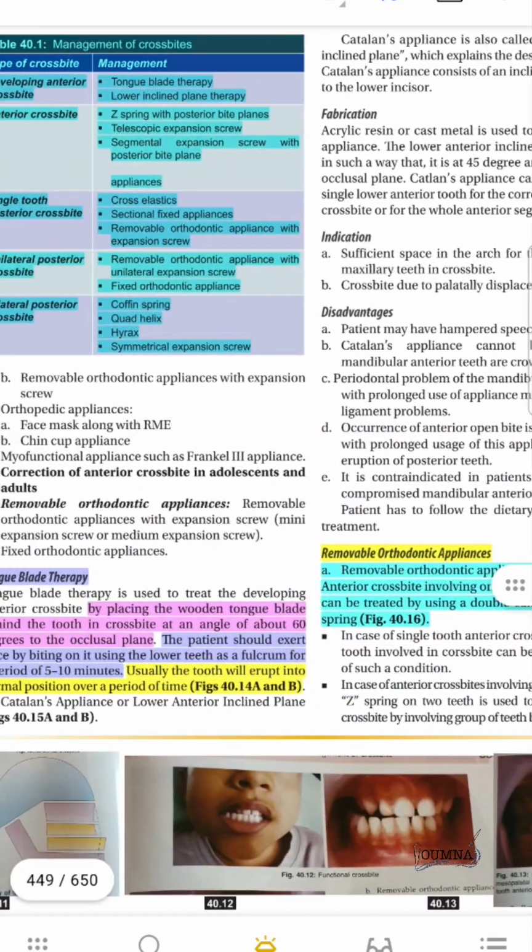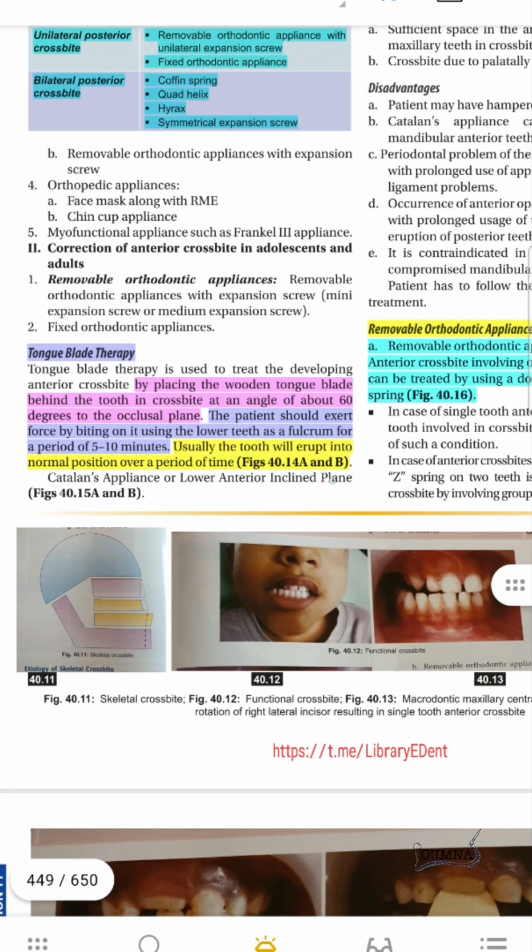It is indicated when the patient is still in the developing phase. So they place the wooden tongue blade behind the tooth and they exert a force biting on it for 5 to 10 minutes. After repeating it for several weeks, the tooth will erupt into the normal position over a period of time.